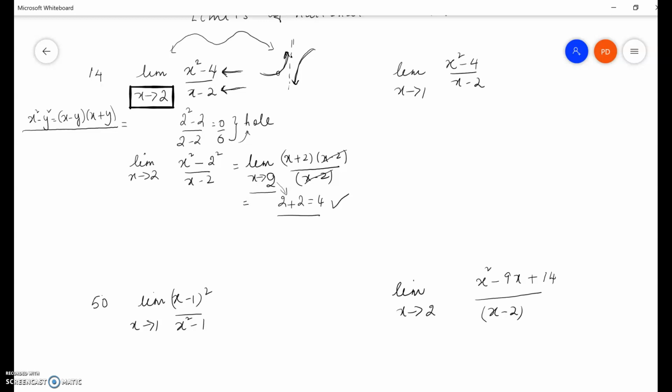Now, what if we had to find the limit of the same function as x approaches 1? What is the first thing we always try?